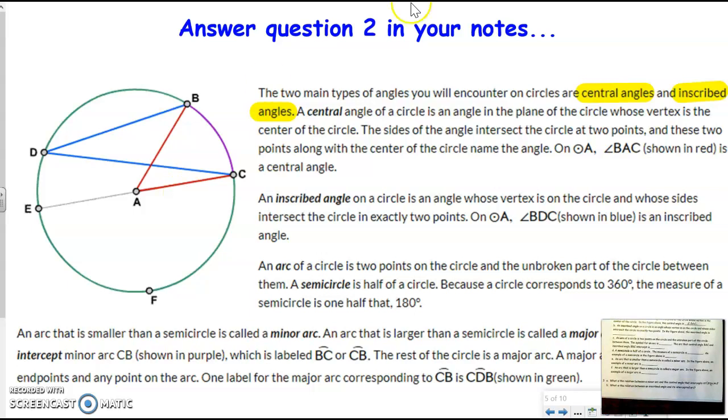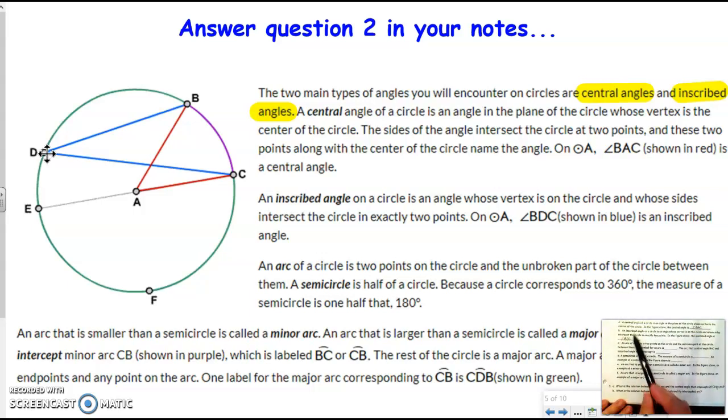The next angle is what we call the inscribed angle, and that's what you see here in blue. The inscribed angle is an angle whose sides are chords of the circle. BD is a chord and CD is a chord, and the vertex is on the circle. So angle BDC is an inscribed angle. The difference is that in the central angle, the vertex is the center, and in the inscribed angle, the vertex is on the circle.